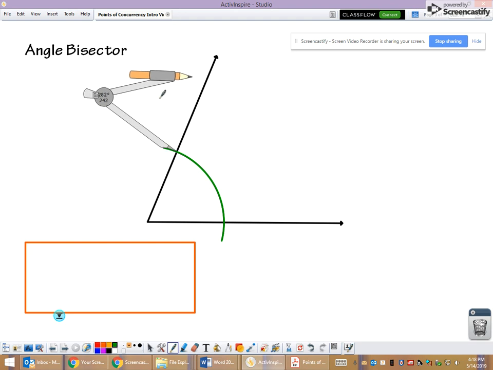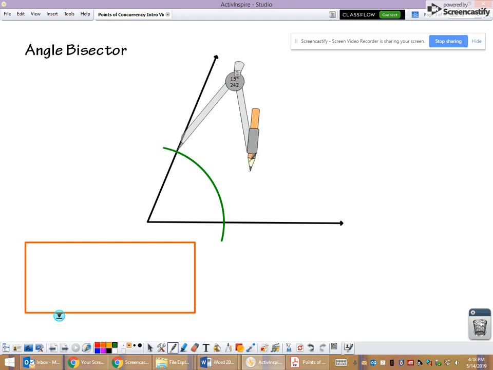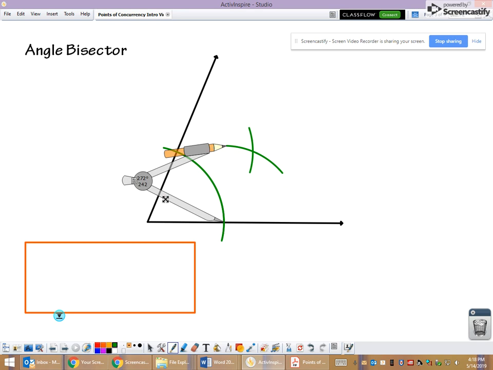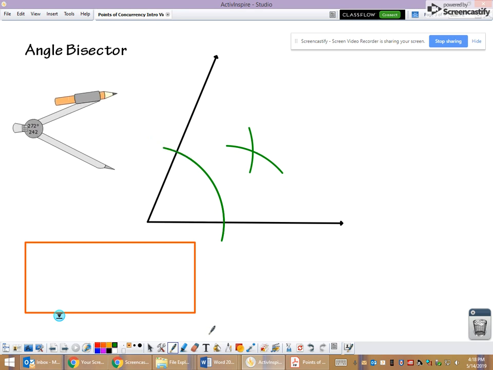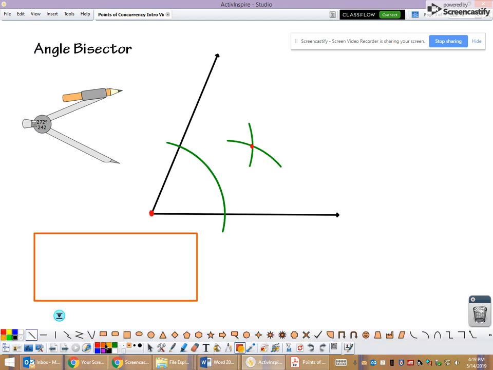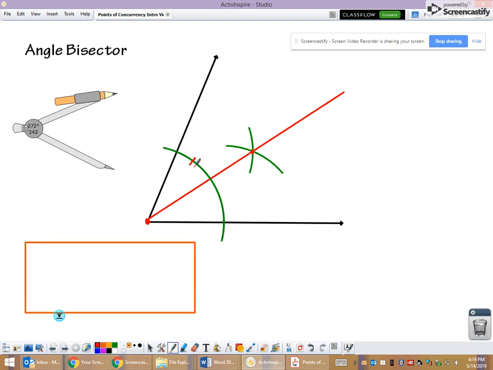I'm going to move it up to this first intersection point, and I'm going to make an arc in the middle of the angle. And then I'm going to move it to the other intersection point, and I'm going to make an X the other way. All right, and this should form an X in the middle of your angle. And so if I connect the vertex of the angle and that point, I will get my angle bisector. So that line splits this angle perfectly in half.